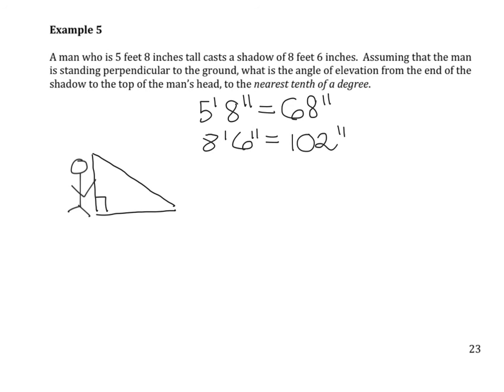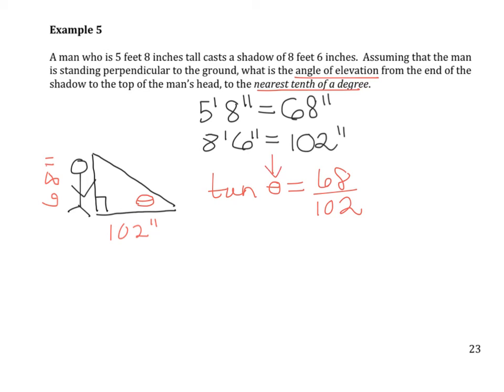Okay, so my shadow is 102 inches, and the height of my man is 68 inches, and we're being asked to find the angle of elevation to the nearest tenth of a degree. So that's this as the variable. I'm going to use theta. So we've got the opposite and the adjacent sides, so that means we're using the tangent function. So opposite is 68 over the adjacent of 102.